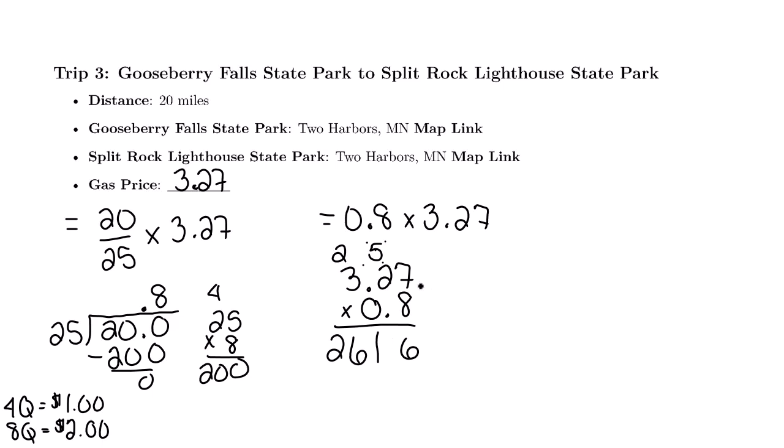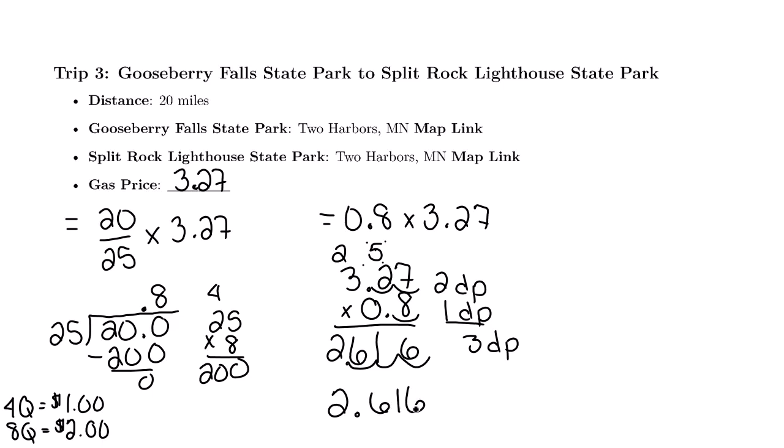Now we have to count our decimal places. We have 2 decimal places, and 1 decimal place. So that is 3 decimal places. So that's how far we have to go. 1, 2, 3. Okay. We end up with 2.616. Now remember, we're talking about money, so we only need to go to the hundredths place. But let's round. I look to my number next door. Since 6 is 5 or larger, we're going to say we need $2.62. Perfect.